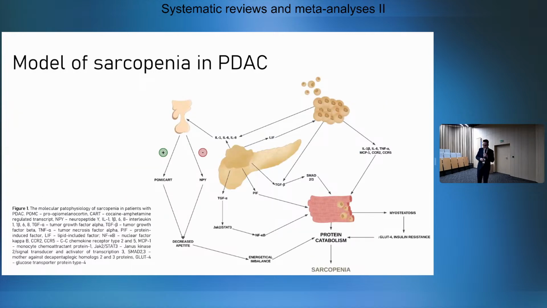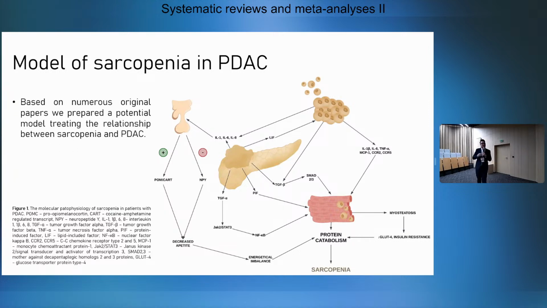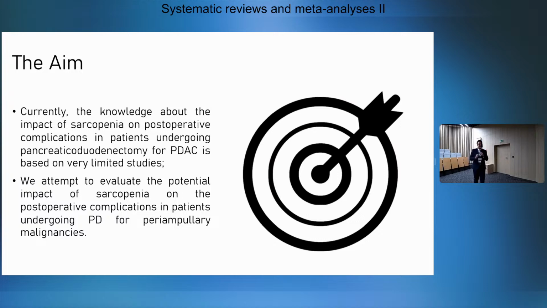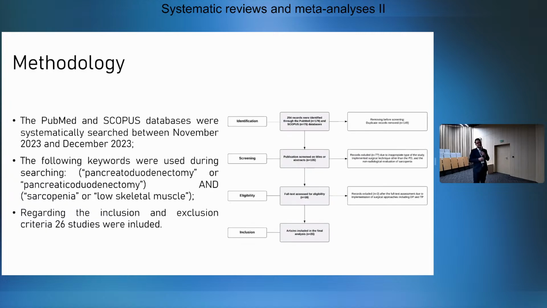However, the association between sarcopenia and post-operative complications in these patients remains vague. Here we present a potential model showing the relationship between the tumor, the interleukins and tissue factors derived by the tumor, the pituitary gland, fat tissue, as well as muscle tissue. All these factors lead to increased protein catabolism, resulting in sarcopenia. So we attempt to evaluate the potential impact of sarcopenia on patients undergoing pancreaticoduodenectomy.